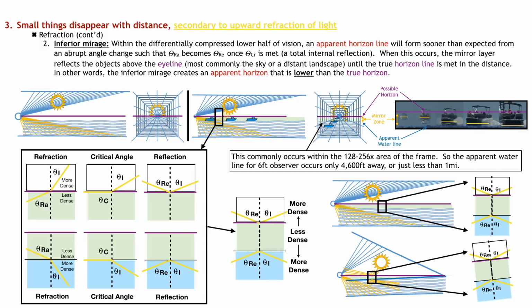When you're looking at a photograph with an inferior mirage and you're looking at the apparent water line, the actual point where the mirage starts, that is a nearby point. What I've noticed, looking at many of these inferior mirage photos, is that the mirror zone is very small within the frame when you're zoomed out anyway. And it seems to occur within that 128 to 256 compression rate up to the purple line. So the apparent water line, from a 6-foot observer, is less than a mile away. Again, the apparent water line is actually very close. It's not the true horizon line, which would be another 2 miles beyond that point, at 3 miles.